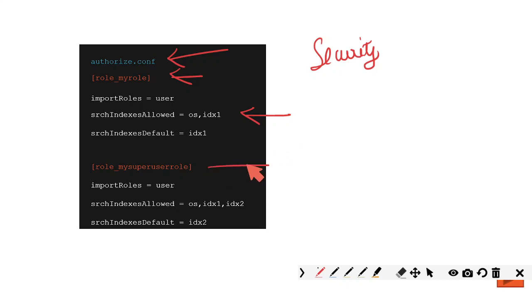And if I'm talking about my super user role, I'm also granting access to the OS, IDX1 and IDX2. So you can see in my super user role, it has also got access to one more index, that is IDX2. Okay, so this is how we can do the categorization. So the super user role has got access to a greater number of indexes, I would say, right?